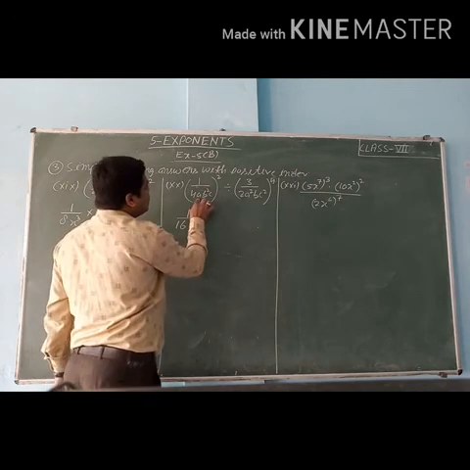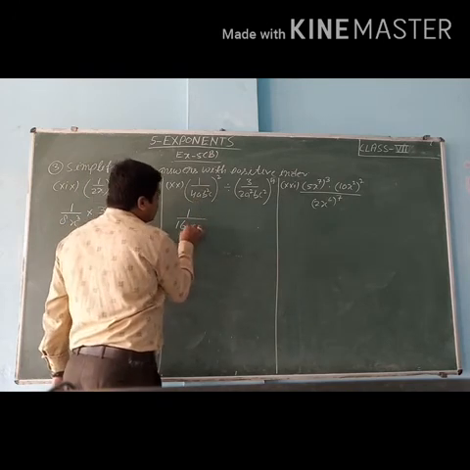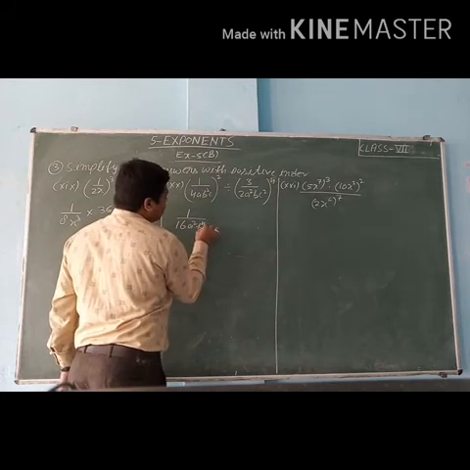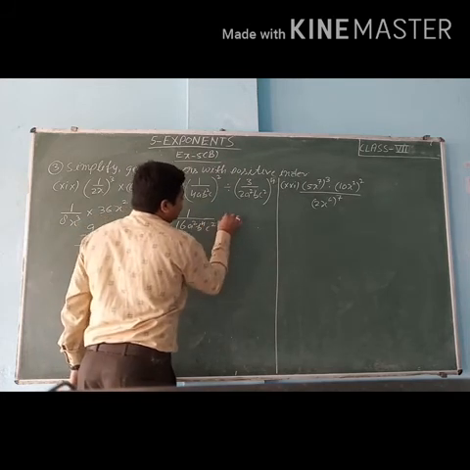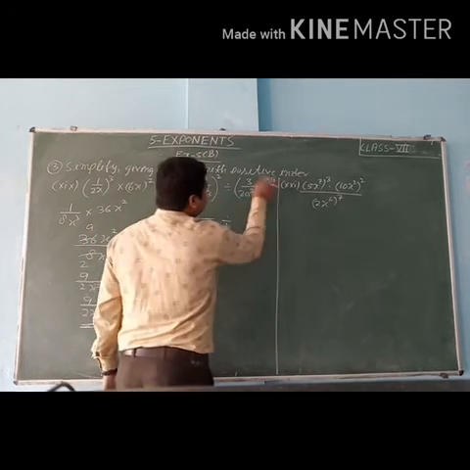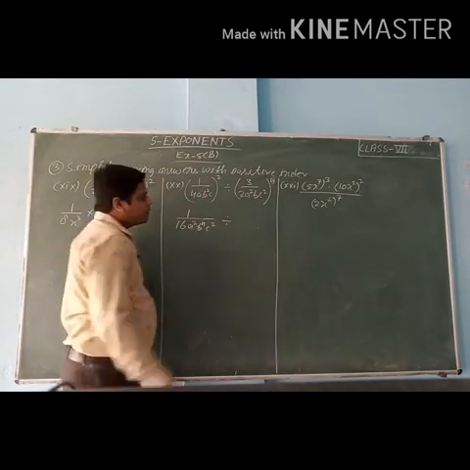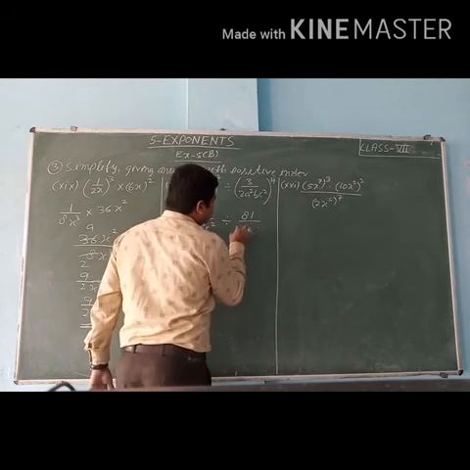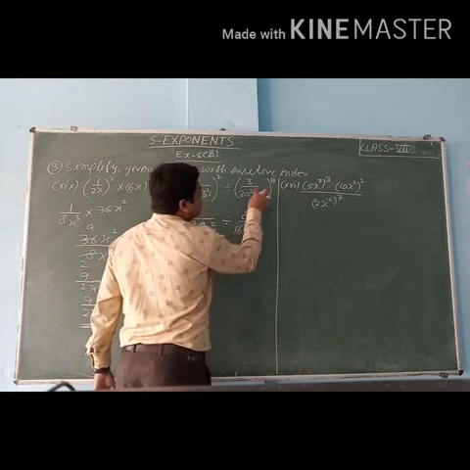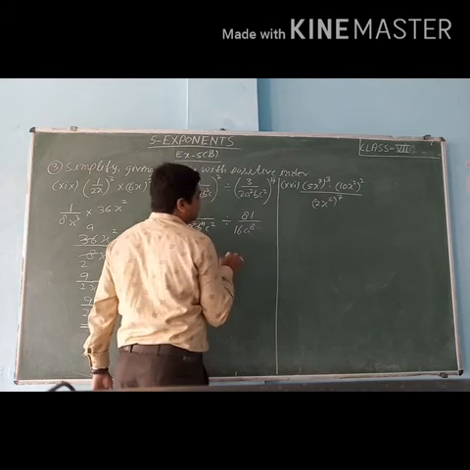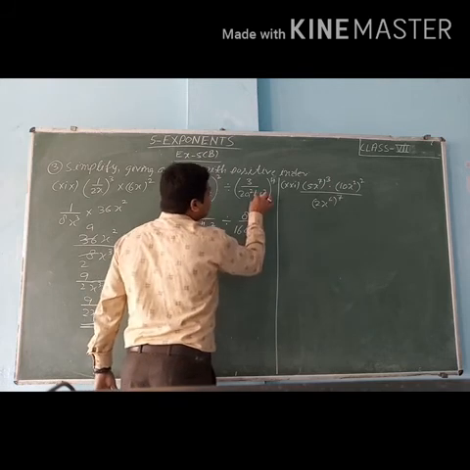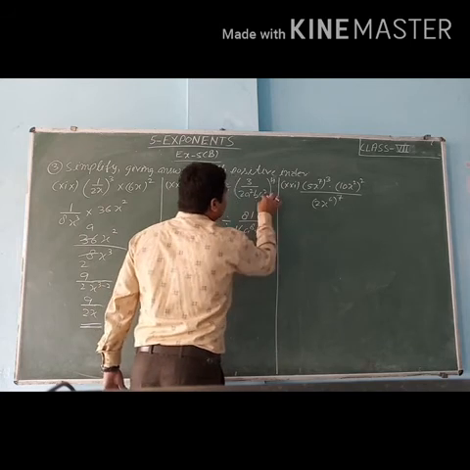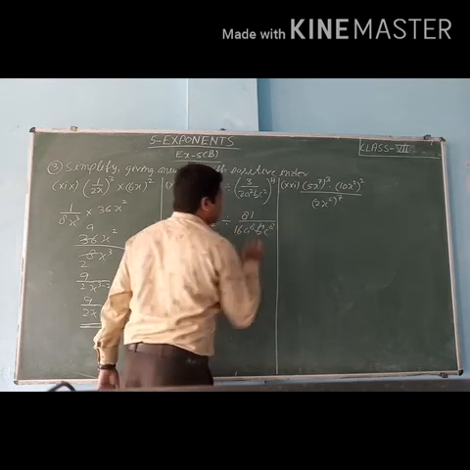Then a raised to the power 2 means a². Then b, 2 2s are 4. Then c². Then divide sign. 3 raised to the power 4 is 81. 2 raised to the power 4 means 16. A here power 2, here 4, it means 8. Then b, here 4 1s are 4. Then 2 4s are 8. C is having power 8.